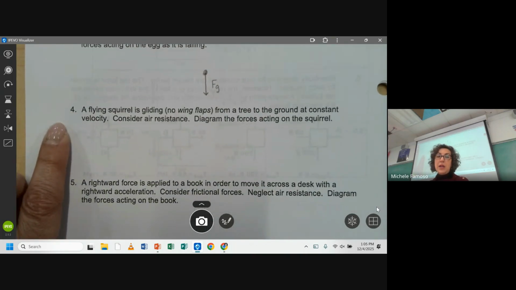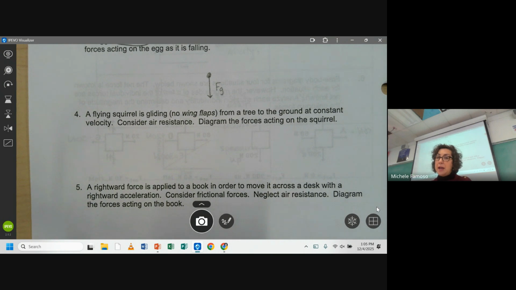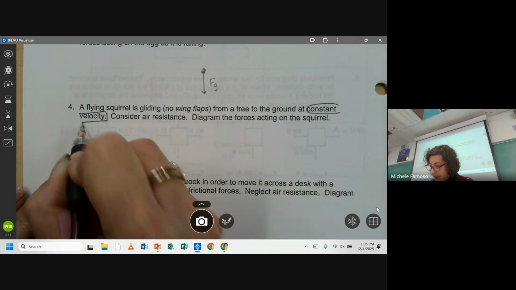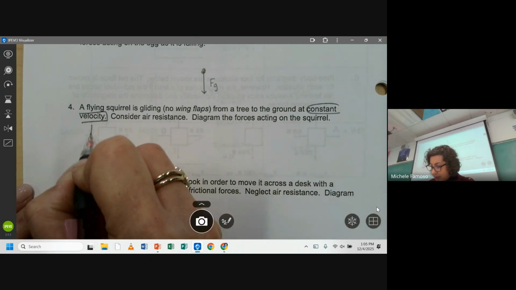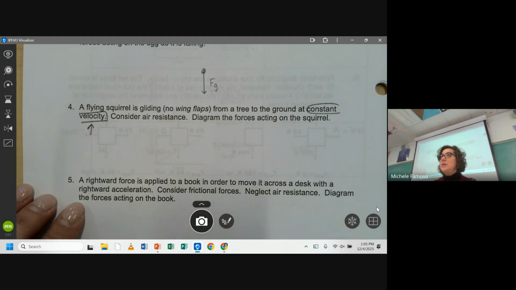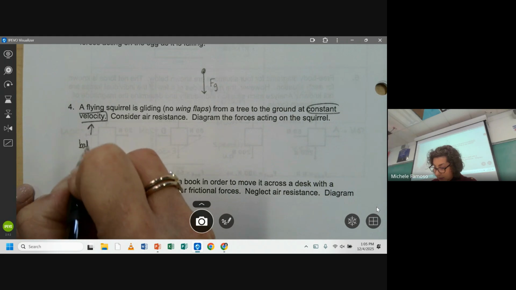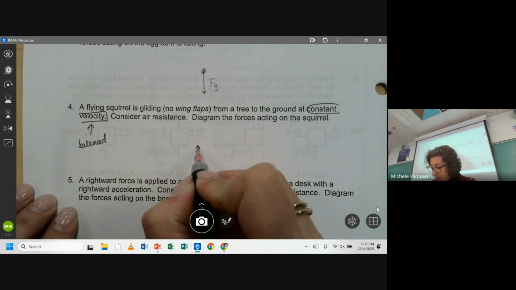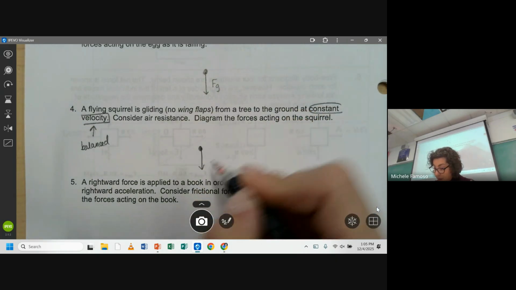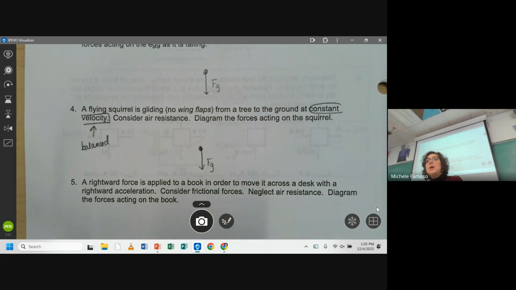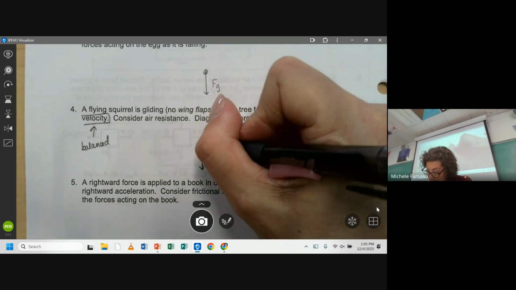Number 4, we have a flying squirrel gliding without wing flaps from a tree to the ground at a constant velocity. Consider that there's air resistance. Diagram the forces on the squirrel. Constant velocity means that the forces are balanced. So here's my dot for the squirrel. Something's pulling the squirrel down. Yeah, gravity is going to pull that squirrel down to the ground. What is opposing that, to balance it out? Air resistance. That's F air.